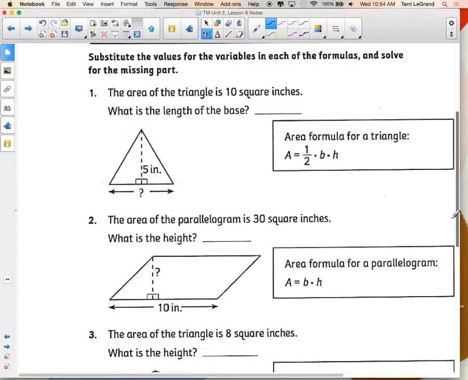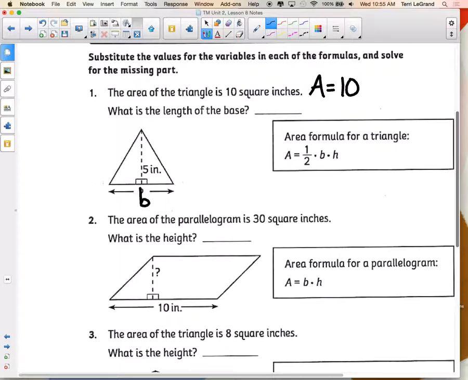Okay, now they're going to challenge us a little bit more. Substitute the values for the variables in each of the formulas and solve for the missing part. So our first one is a triangle. It says the area of the triangle is 10 square inches. That's another way of writing inches squared. We can use the word square in front of inches. So that means our capital A is 10. I want you to write that. Capital A is 10. We're going to identify all the things we know. It says, what is the length of the base? Well, we look in the picture and we can see that we don't know what the base is. So what are we going to call it then?